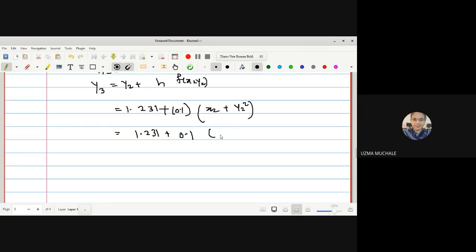What is the value of x2 we have? It is 0.2 plus y2 square, that is 1.231 squared. And after doing some calculations, we get the value of y3 equal to... Yes, tell me what is y3 if you are solving the exam.